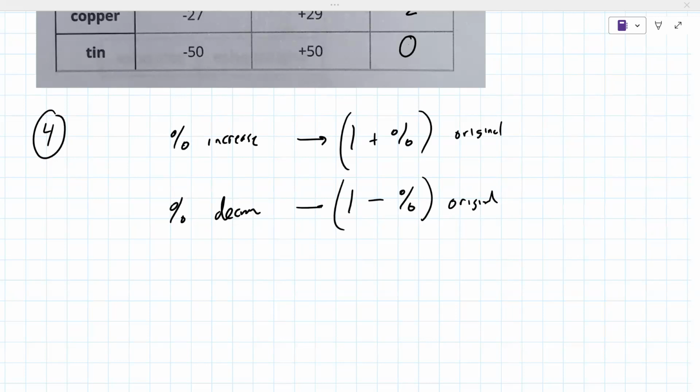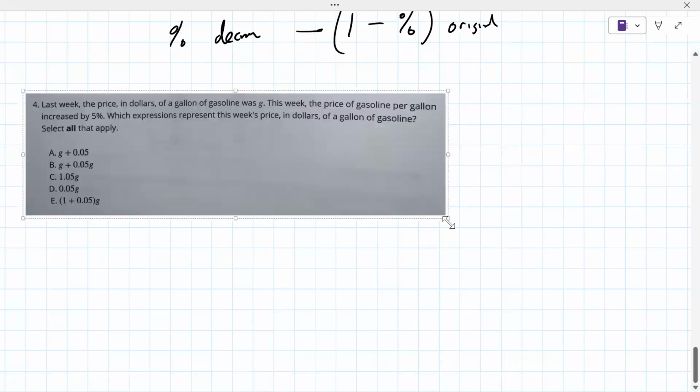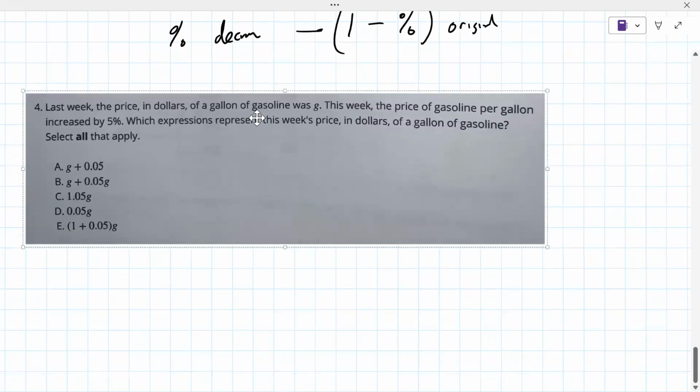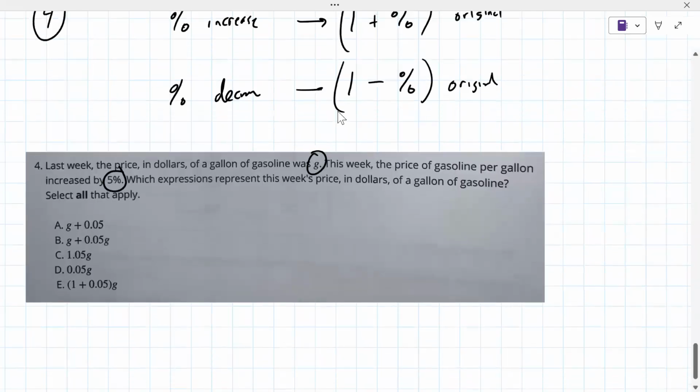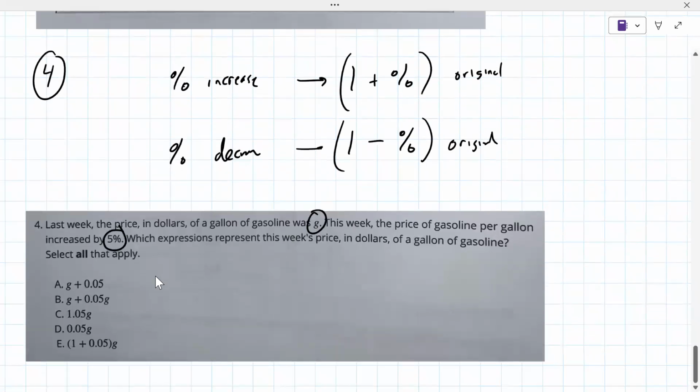All right, so that is because 4 is a multiple choice. We can sort of look at it as like which one is wrong or which ones don't work. We looked at this in a previous lesson, but there's a lot of words here. It says that the original price of gasoline was G, and that it increased by 5%. So it's this first situation. It's a percentage increase. They're calling the original G, and they're saying it's 5%, 1 plus 5%. So do any of these look like they could work?